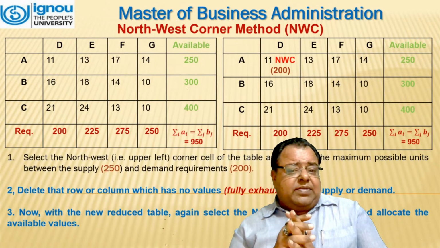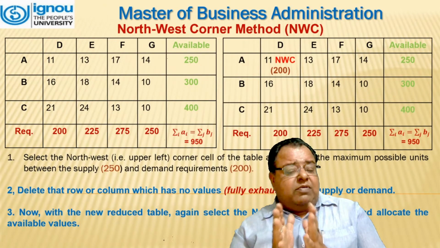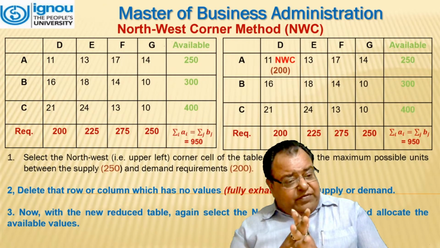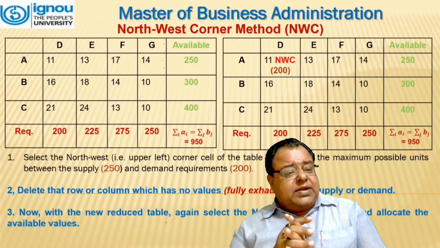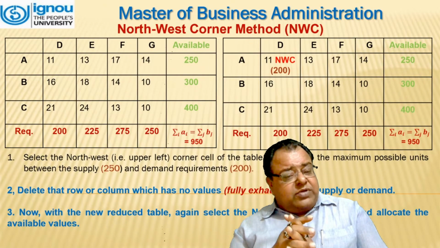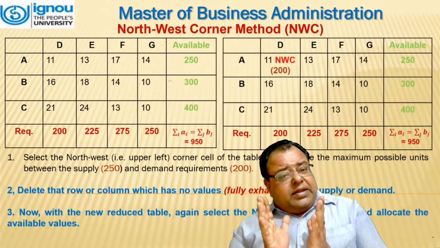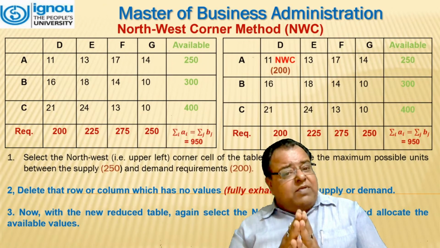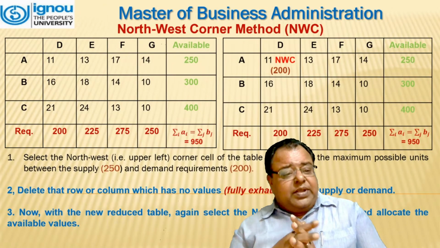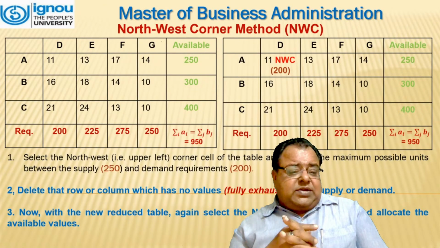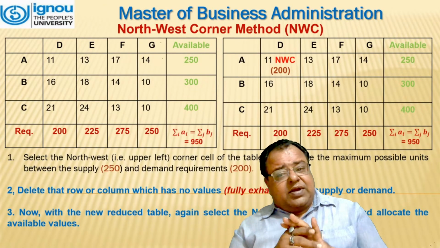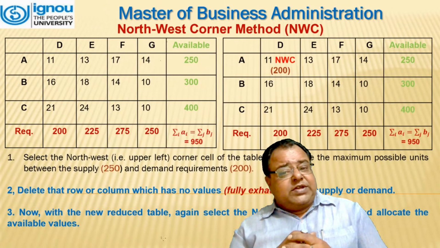So here we can see that the available supply is 250, 300, 400, which when we add up comes out to be 950. And the requirement is again 200, 225, 275, 250, that is 950. That means demand is equal to supply, or what is required is equal to what is available. Now, as per the northwest corner method rule, we have to take the top left corner, which is here in the first cell, which has a cost of 11 units.